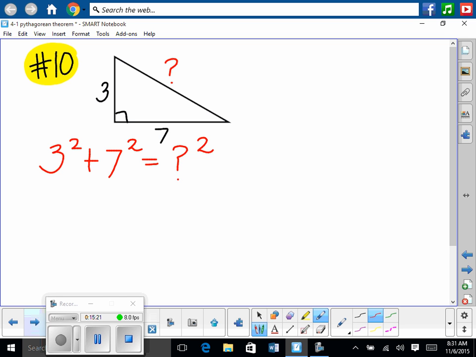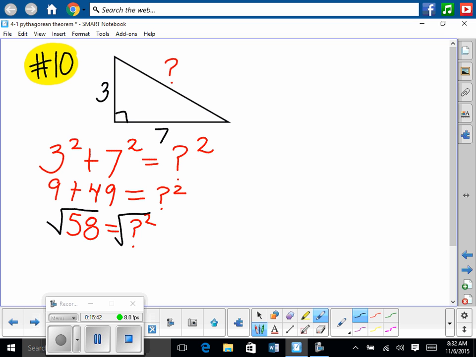So then you can add them up. You can do 3 squared, so we have 9 plus 49. 7 squared is 49. So we have question mark squared. So what we have is 58. 58 is equal to question mark squared. Well, that's not question mark. We need to get question mark completely alone. So we are going to take the square root of both sides of the equation. Then our root cancels out with our power, leaving us with question mark. So we have question mark equal to the square root of 58.